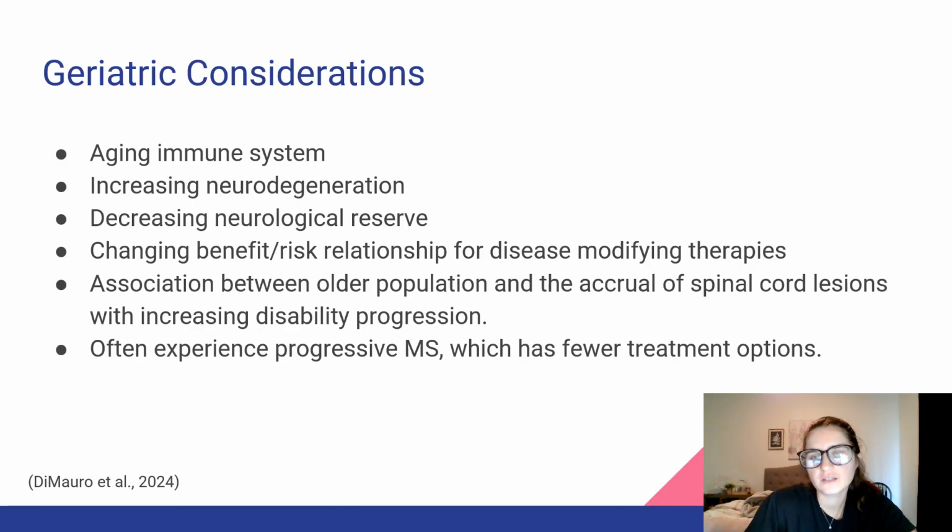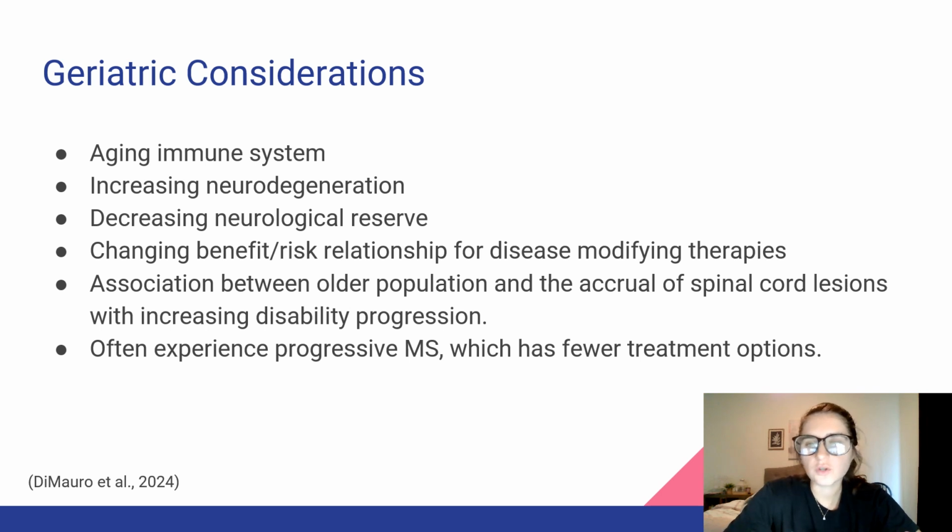And lastly, we'll talk about the geriatric considerations for MS. So one thing to consider is that the elderly population has an aging immune system. So this may make it more difficult to treat and symptoms may progress faster. They have increasing neurodegeneration. Oftentimes their brain shrinks and gets smaller, so they have a decrease in neurological reserve. And then there's a changing benefit versus risk relationship with the disease modifying therapies.